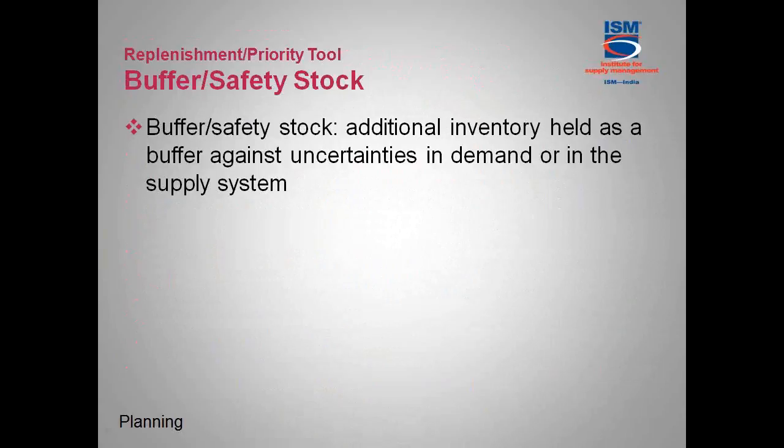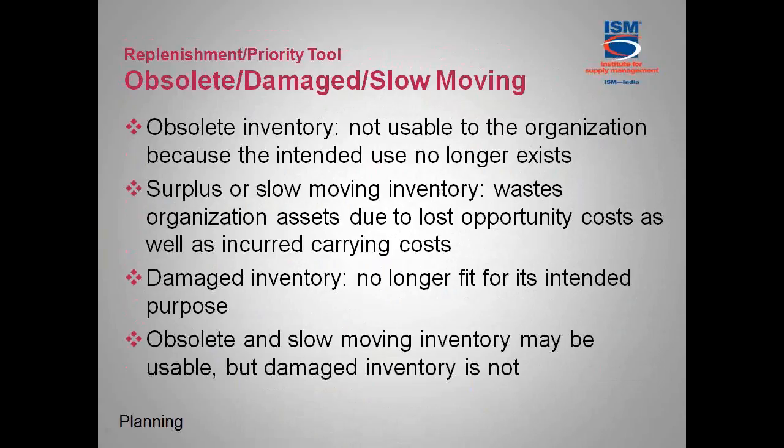Then we can define the inventory in our system. When we are keeping inventory in stores or warehouse, we are not defining it as obsolete inventory, damaged inventory, things like that. But in our system, we can define the inventory in various ways. We can define obsolete inventory. What is obsolete inventory? It is not useful to the organization because the intended use no longer exists. Either the raw material is not used by any product at all, or the raw material usable date is already expired.